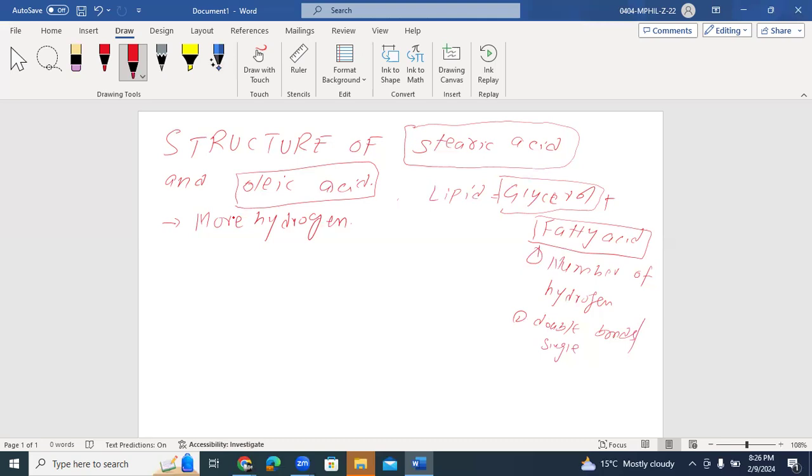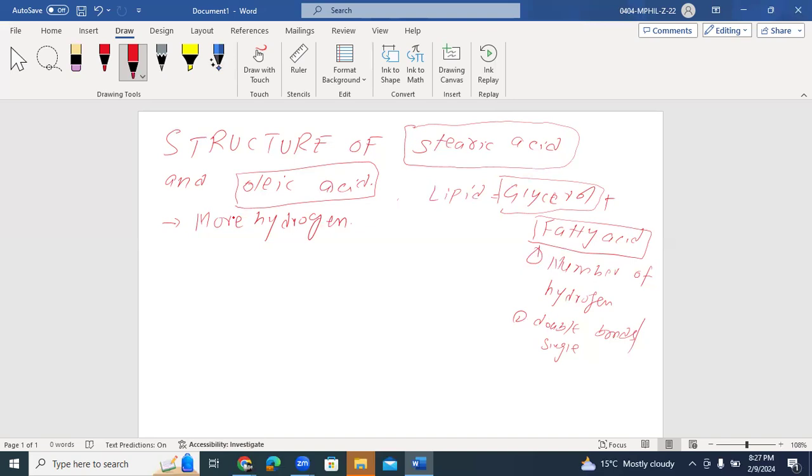If the fatty acid is unsaturated, meaning it has a double or triple bond, the form of lipid present is oil. It means at room temperature, the lipid will be oil. This is how fatty acid impacts the lipid composition and the state of lipid, whether it is oil or solid. Are you getting this point?